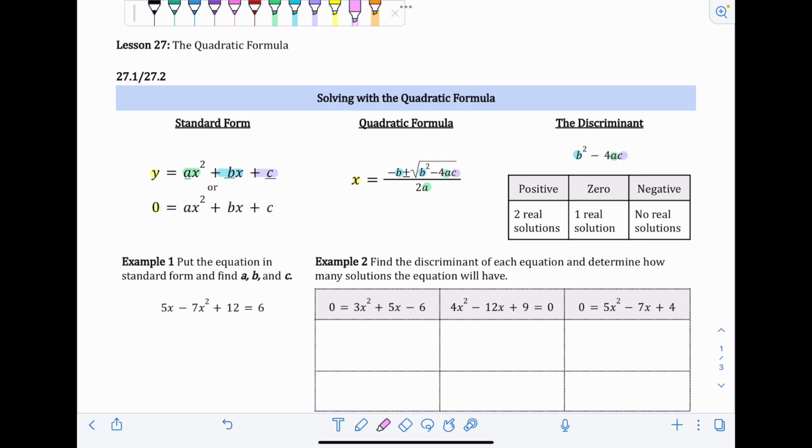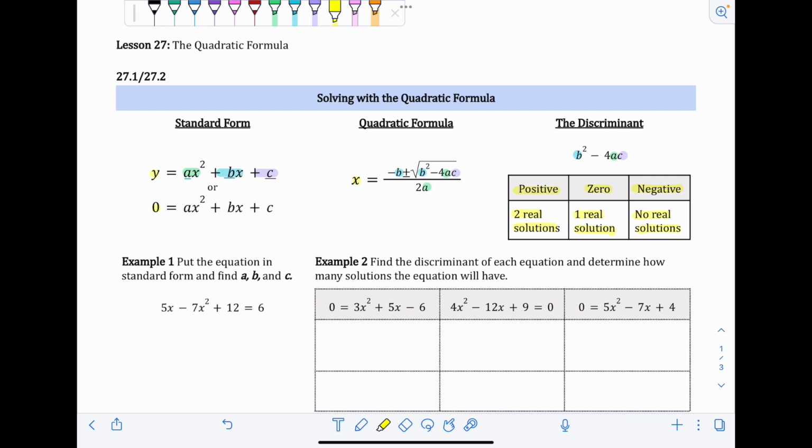And depending on what the value of the discriminant is, it can tell you how many solutions the equation will have. So if you have a positive discriminant, you're going to have 2 real solutions. If the discriminant is equal to 0, you'll have 1 real solution. And then if it's a negative number, you'll have no real solutions. And that's because it's the number inside the radical.